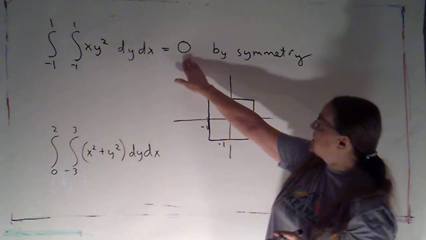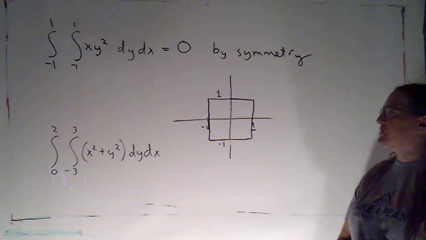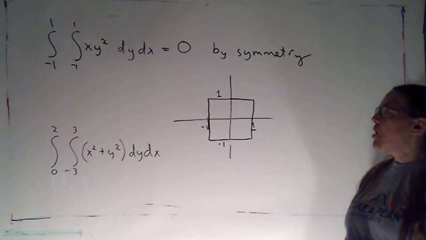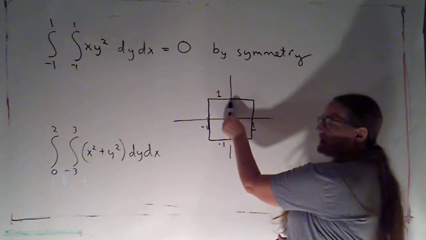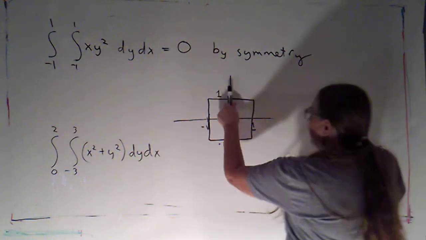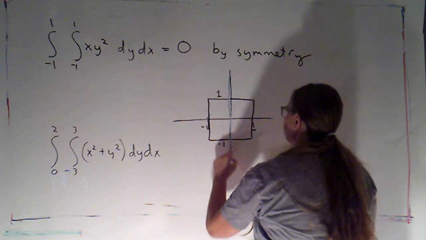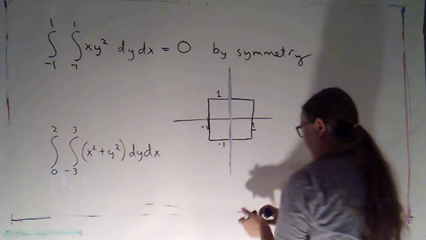Now, in concluding that the integral is going to be 0, only one of those things is actually useful. What's useful in this case is the symmetry about the y-axis, and let me show you why. The y-axis is going to break this up into two halves. So there's the left side and the right side.